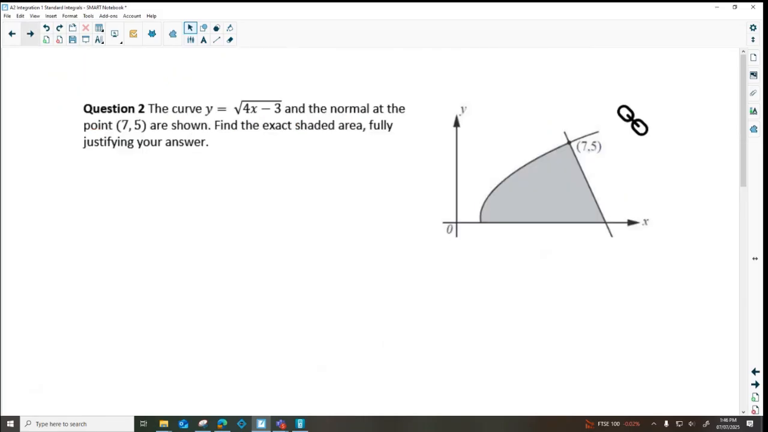Here is question 2. Question 2 says the curve y equals root 4x minus 3 and the normal at the point 7, 5 are shown. I need to find the exact shaded area, fully justifying my answer. So again, pause the video, have a good go at it, have a think about it, and then use the solution to check your answers.